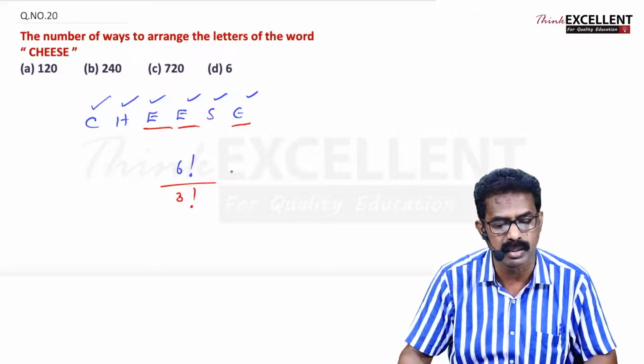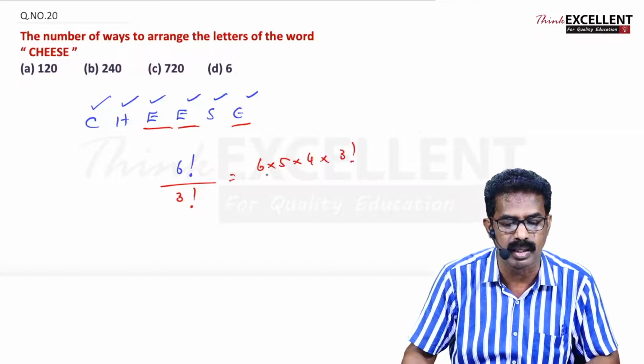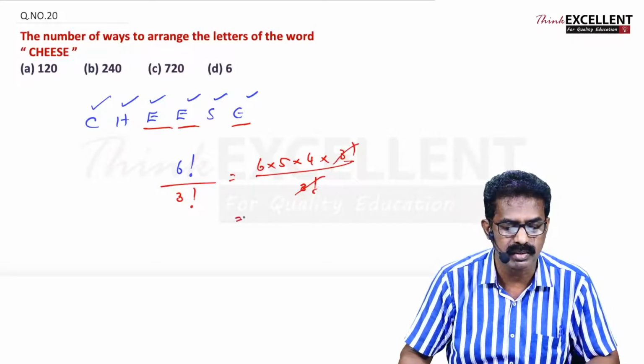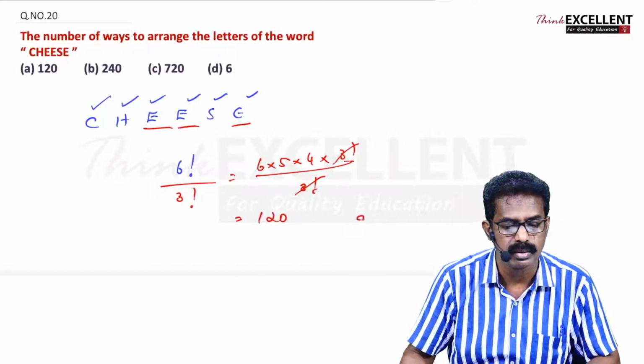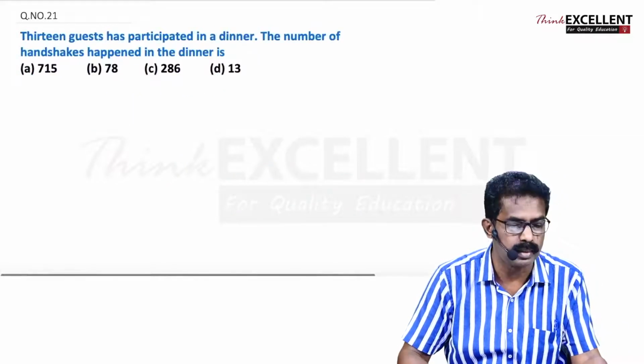So your answer is 6 factorial by 3 factorial. No other repetition, right? So 6 factorial can be written as 6 into 5 into 4 into 3 factorial. By 3 factorial you cancel, or you write 3 into 2 into 1, then you do that. Okay. So 6 5s are 30 into 4. It is what? 120, right? So option number A.